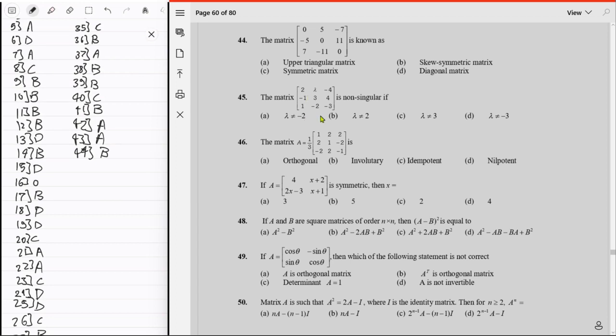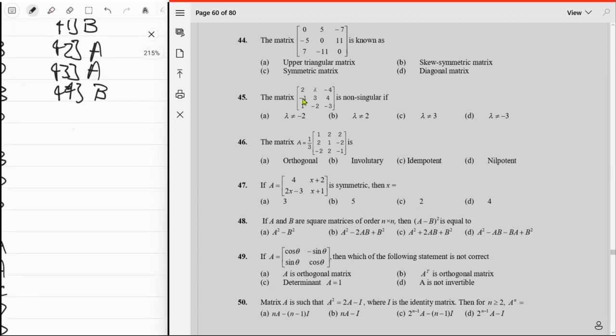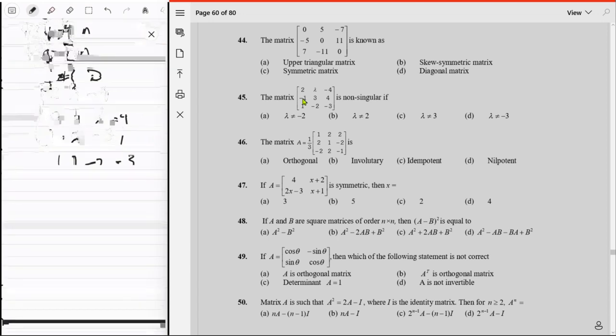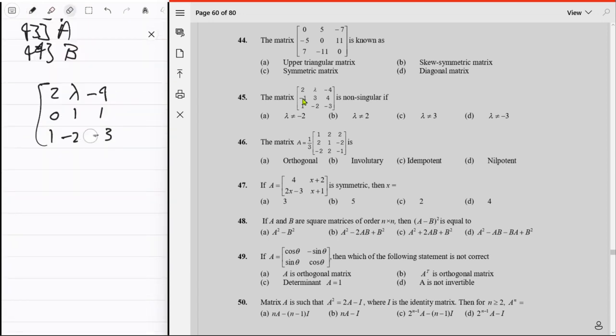First thing first, just add this one to that. What do you get? You get this thing: 2 lambda negative 4 0, 1 1 1, negative 2 negative 3. Then using this, you can get rid of this thing. Just add 3 over there, and this is gone. So yes, I think that's doable. What do you get? You get 1 1 0 in that case, I guess.